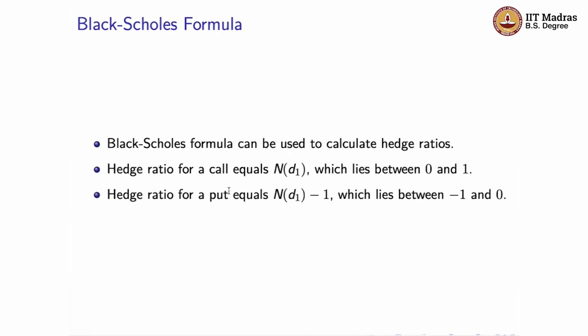And so you know that the hedge ratio for a call option is always going to lie between 0 and 1. What about the hedge ratio for a put? Well, that's going to equal N(d1) minus 1, right? In case you ever forget it again, go back and look at the put-call parity formula, and take a derivative with respect to S0 on both sides. That will tell you how these two are related, right? Okay, so if N(d1) lies between 0 and 1, then N(d1) minus 1 lies between minus 1 and 0. So the hedge ratio for a put is negative, and the hedge ratio for a call is positive.